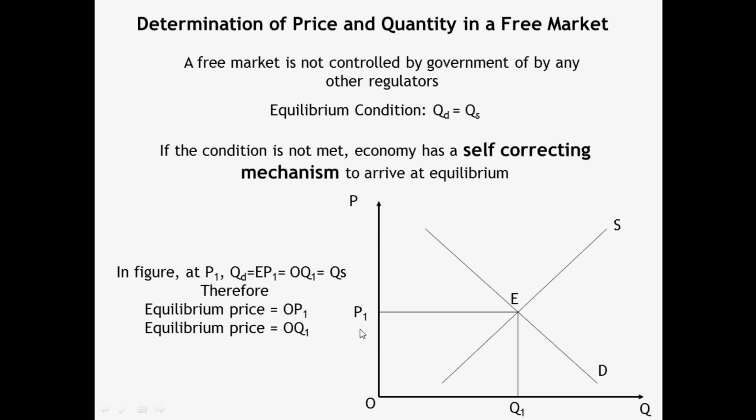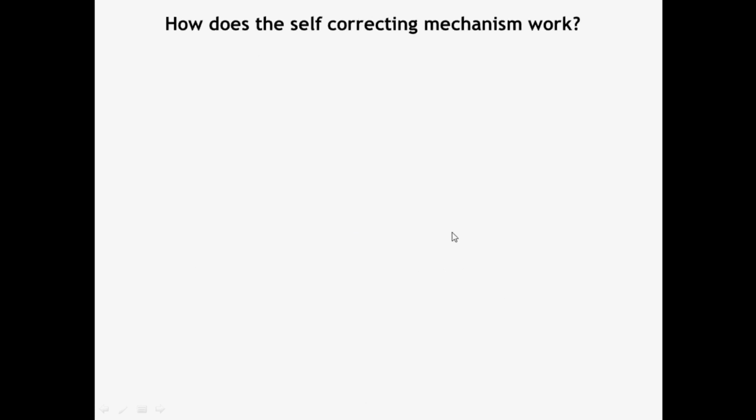Now, let us see what happens if there is a deviation from the equilibrium. That is, we are going to explain how the self-correcting process works when the market is not in equilibrium. If the market is not in equilibrium, two things may happen. Price of the product may be greater or less than the equilibrium price. Let us check the possible outcomes of these two situations in the figure.